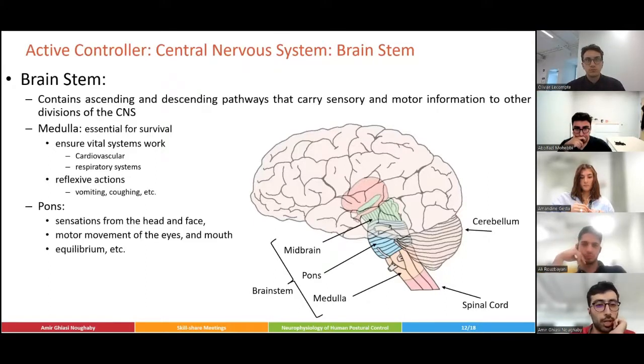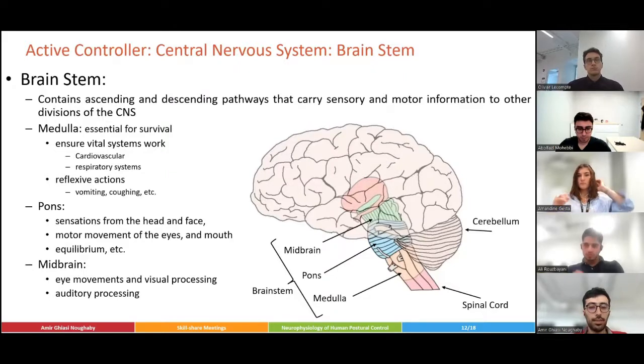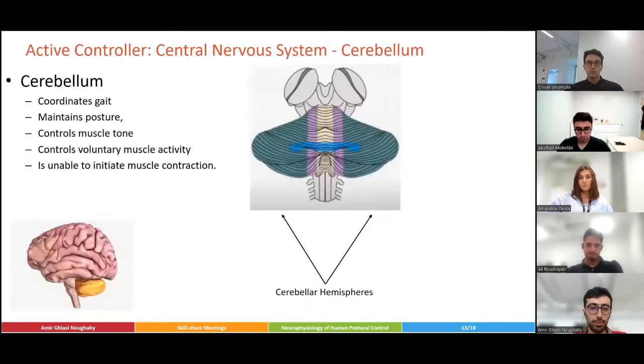The pons is related to the sensation of the head and face, and also motor movement of the eyes and mouth, and it also works for equilibrium. And the third part of the brainstem is the midbrain, which is related to eye movement and visual processing, and also auditory processing. So we can say that the pons and midbrain are related to postural control.